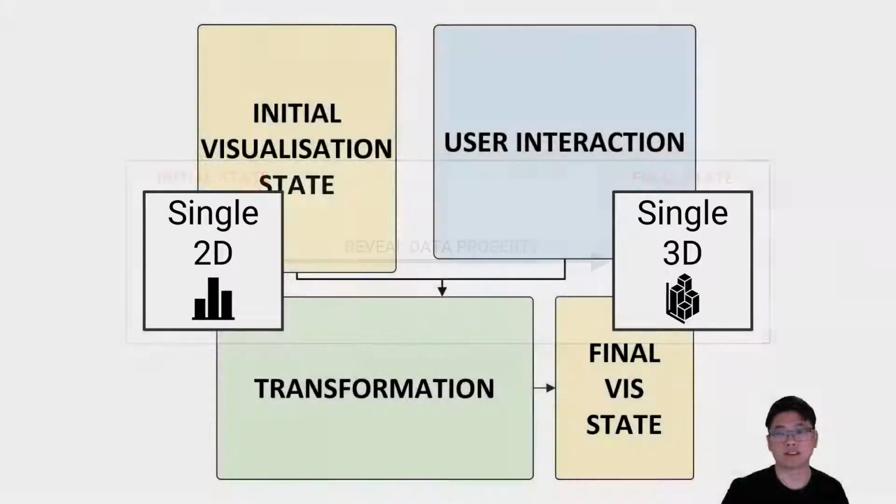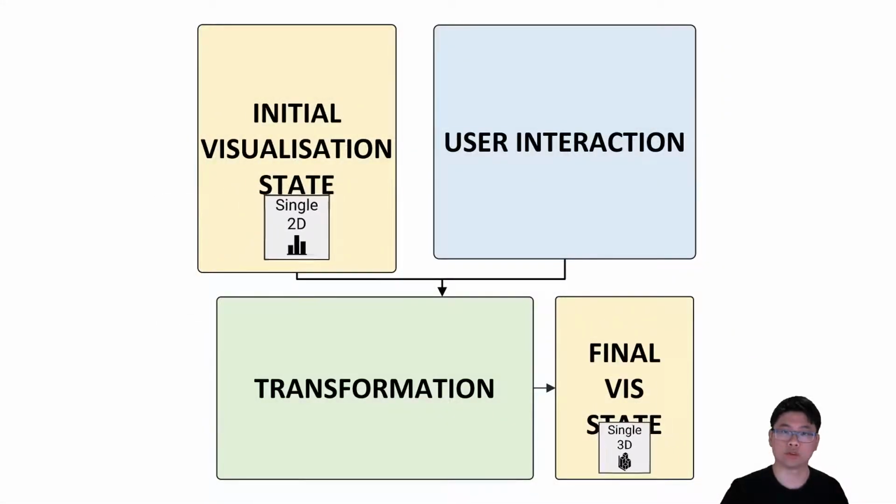The start and end states correspond with the initial and final visualization states in the design space. In a practical sense, the initial state can be thought of as a set of criteria that the visualization needs to be in order for the user to be able to use it, with the final state being the outcome of the transformation.